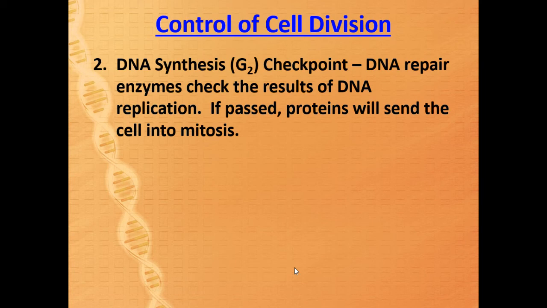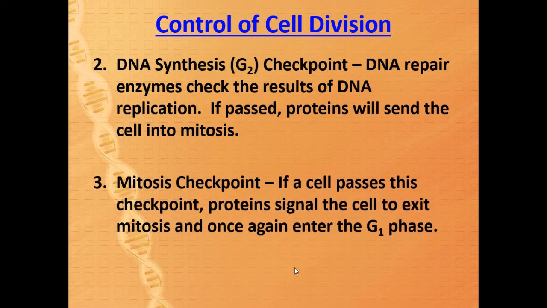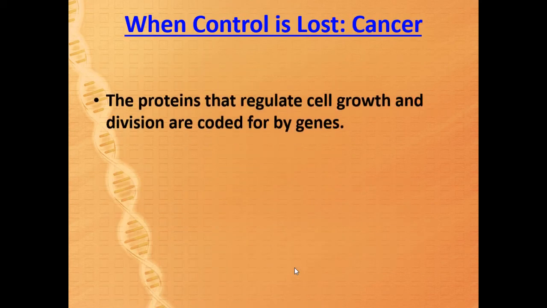DNA synthesis is going to actually have a checkpoint at the G2 phase. So DNA is going to be repaired. It's going to check the results of the replication. If something is missing, then it will, again, kick that cell out. And then there is a mitosis checkpoint. If a cell passes this checkpoint, the protein signals that the cell should go on ahead and divide. Otherwise, it's going to make it go back to G1 again.